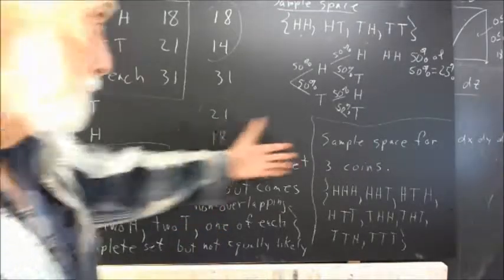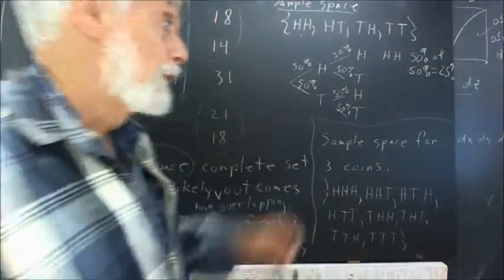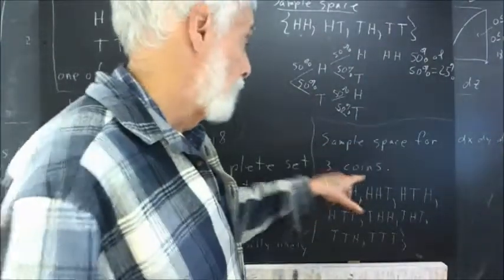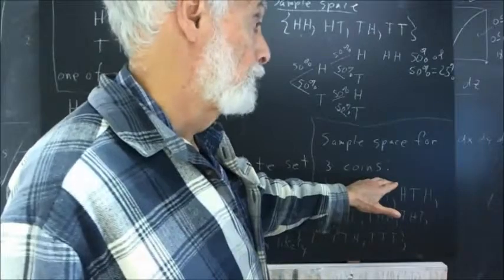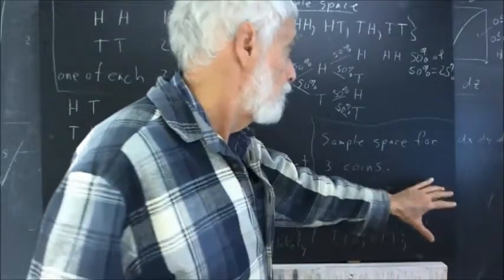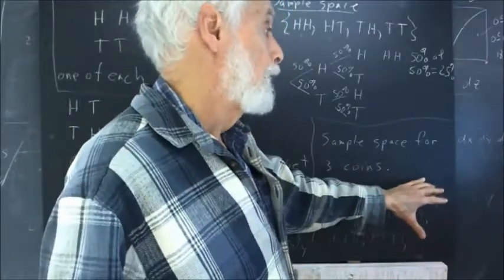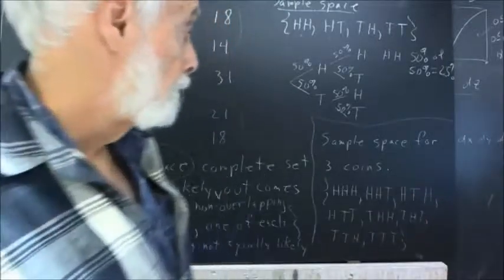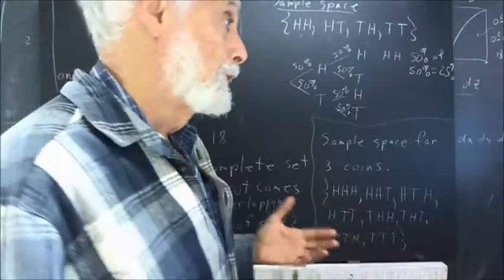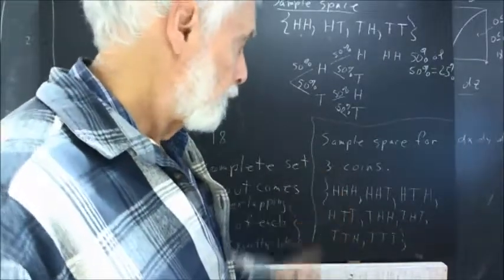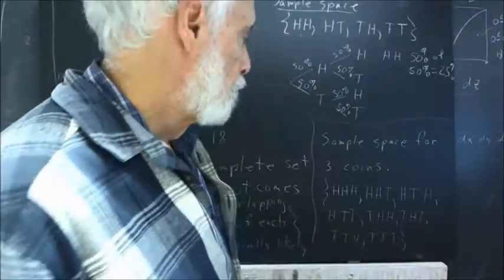I then asked the class to list a sample space for 3 coins. Okay, if you're flipping 3 coins instead of 2. And if you weren't there, if you haven't done that, you should do that before you look at the result. But we got a pretty good set of lists. Most students had a pretty good looking set of lists. I walked around and looked at them.